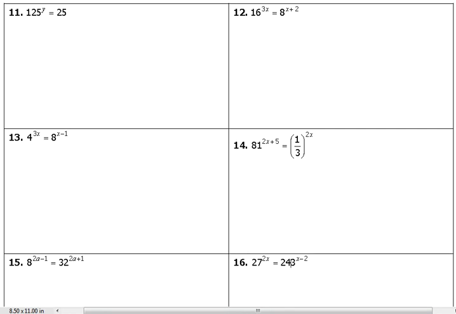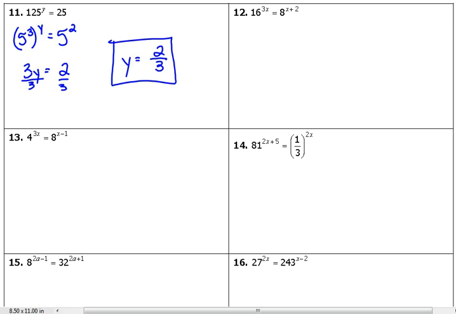So what we're going to have to do on this one is rewrite both sides so that they have a common base. Anybody have any ideas what the common base may be on 11? 5. So 5 cubed is 125, and 5 squared is 25. So then we've got 3 times y is equal to 2. So y is equal to 2/3.